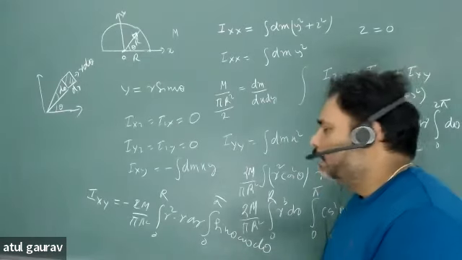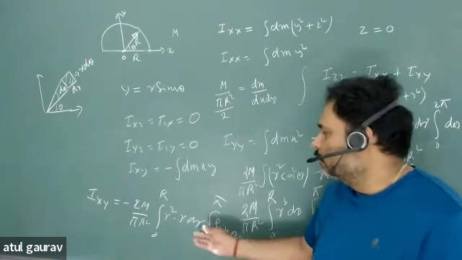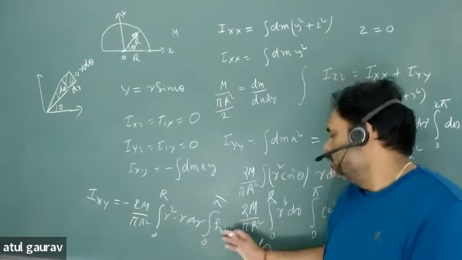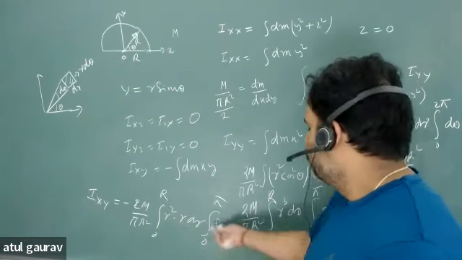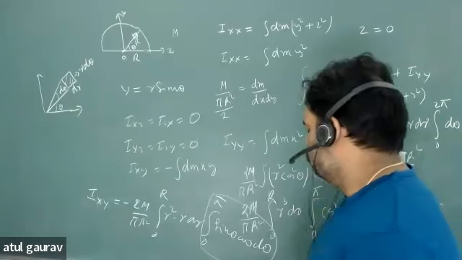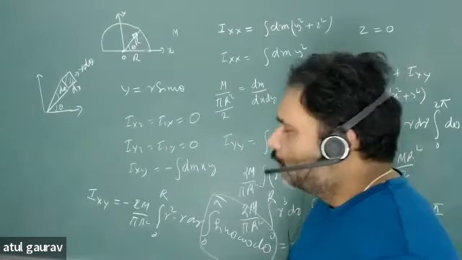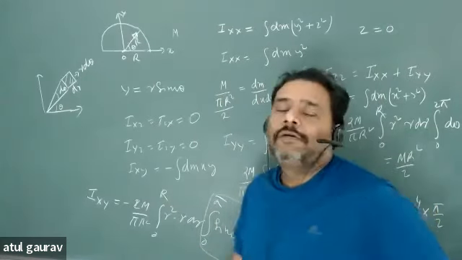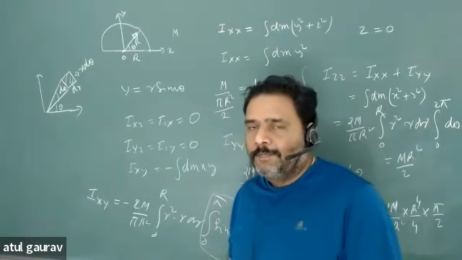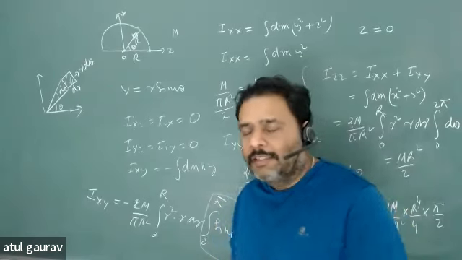What did we put for x? r cos theta. What did we put for y? r sin theta. So r square came. This r dr comes from dm. And then sin theta cos theta d theta is there. What will be the integral of sin theta cos theta d theta from 0 to pi? 0. Multiply by 2, that will be sin 2 theta. This will be 0. Oh my goodness. Look at this particular system. This is a diagonal matrix, isn't it? Yes, sir. All the products of inertia are 0.